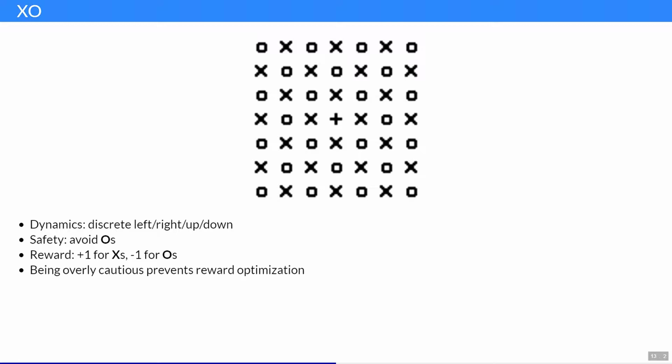What is interesting about this environment is that because of the tight placement of the objects in this grid, if the agent is too conservative about avoiding colliding with the O's, it won't be able to pass through them to collect all of the X's on the other side.